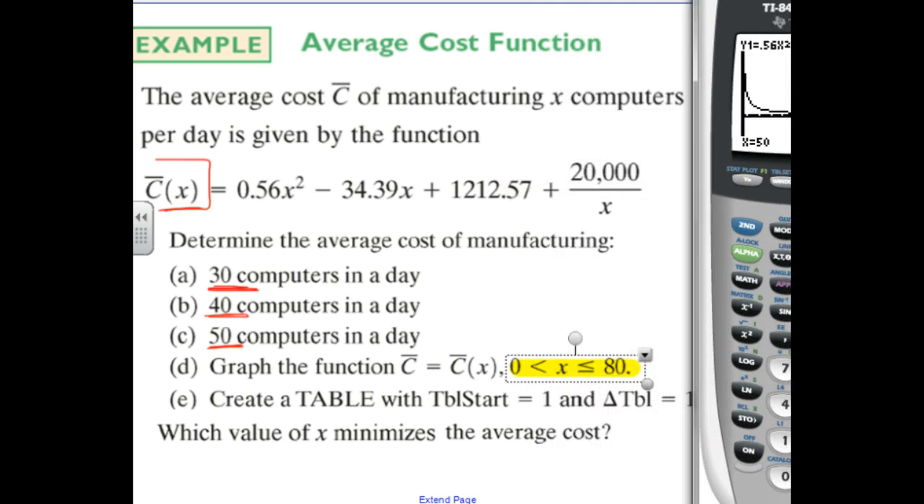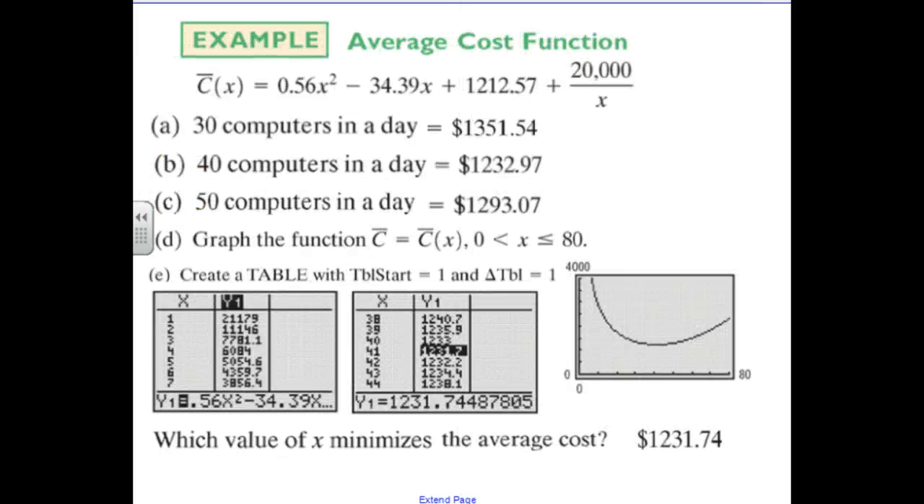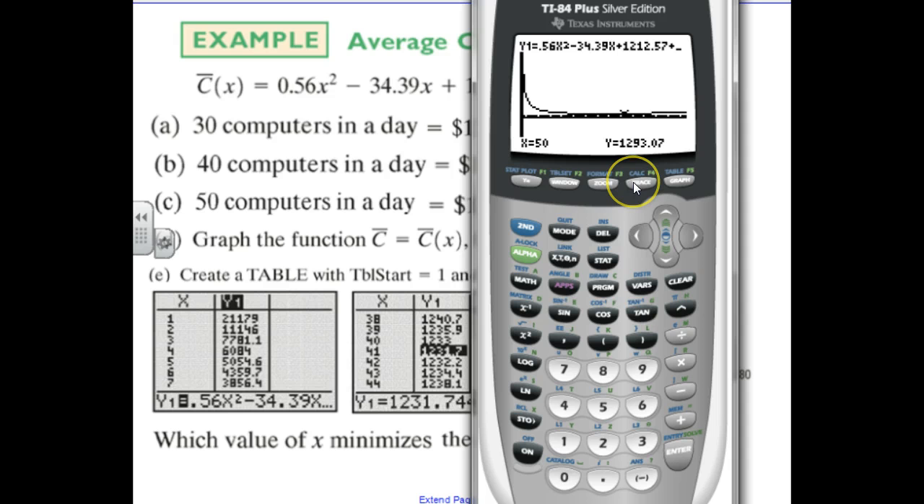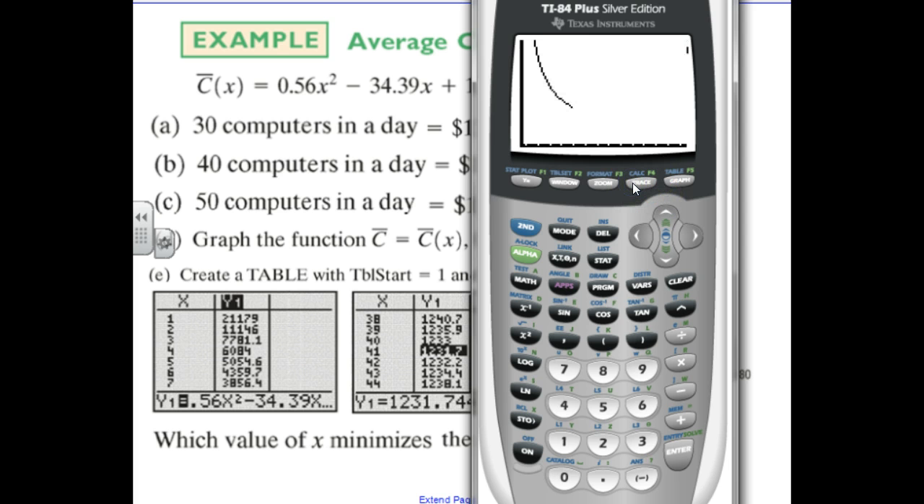It says graph the function between 0 and 80, and this is a pretty good picture. I think I can even do a better picture if I play around with my y part. If we change our y window between 0 and 4,000, we'll even get a better picture. And again, it's frustrating for students to know what to set the window, and my recommendation is just kind of play around with it. You're not going to hurt it. Eventually you'll see that if you go between 0 and 4,000, you have a pretty good representation here.